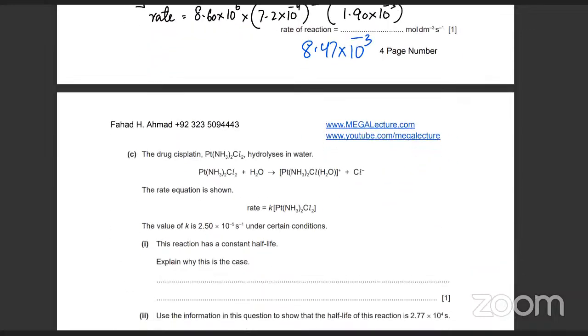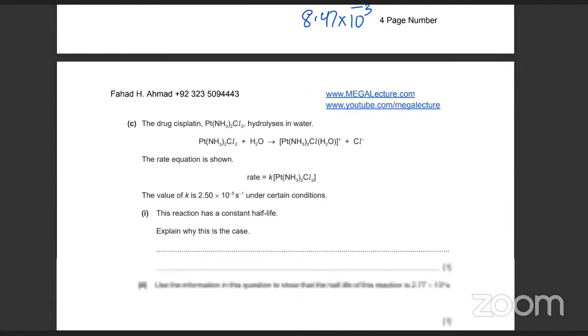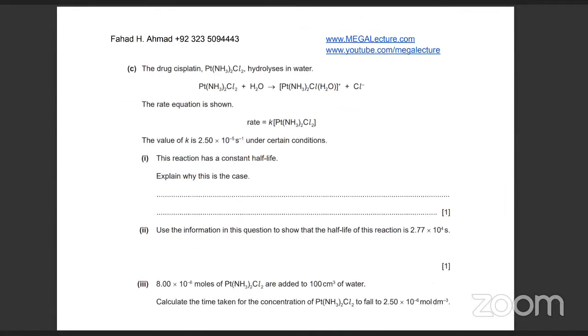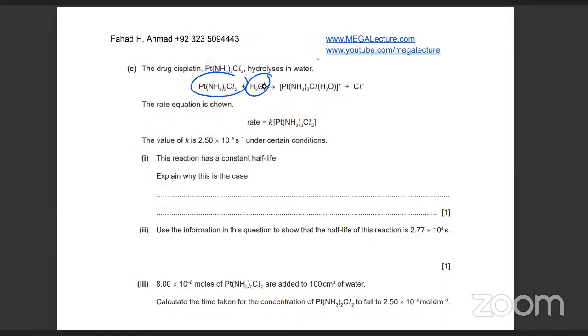As a next part, that's as it says a continuation. Now he says there's a drug cisplatin that hydrolyzes in water, so it reacts with water. The rate equation is shown. So that means there were two reactants. You had water and you had this cisplatin. So the rate only depended on one of them. Not on water. Water has an order of 0. If it's not appearing in the equation, its order is 0.